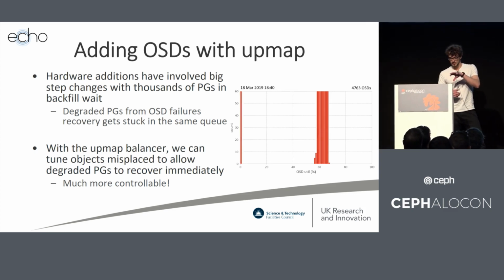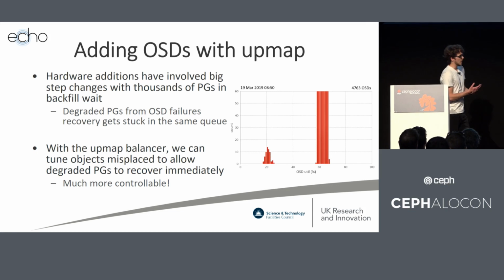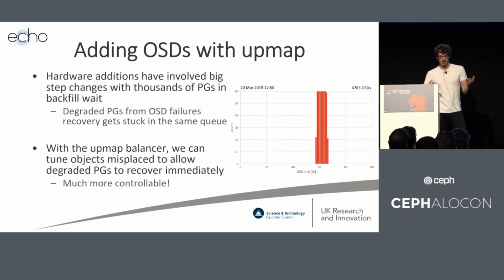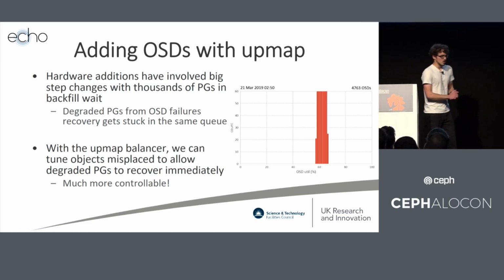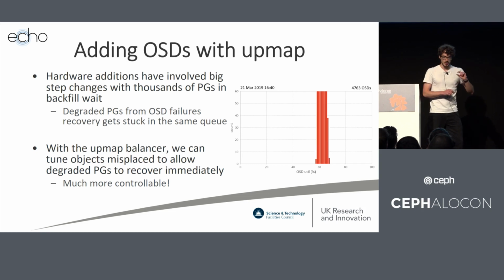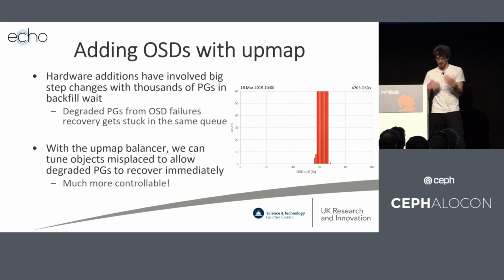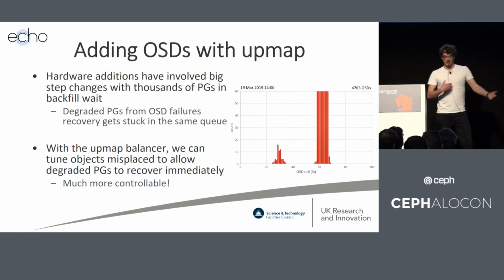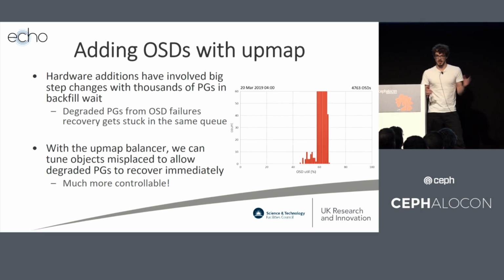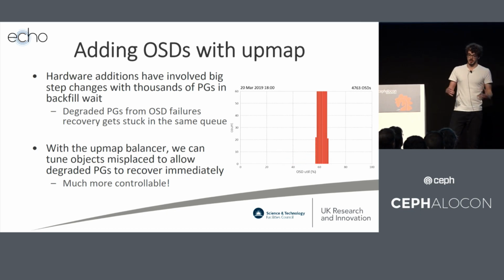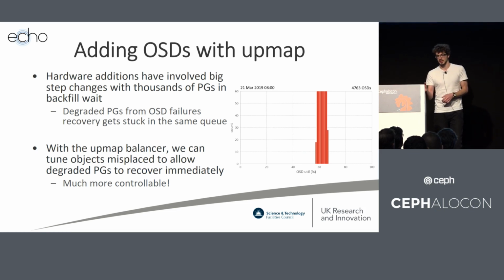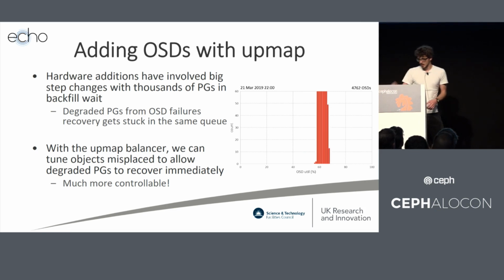Rather than making a big bulk reweight where you end up with 10% objects misplaced, and that's like a week of backfilling, the upmap balancer can make sure there's always only a fraction of objects misplaced, which means you're not having placement groups waiting for backfill. This means that if you then hit OSD failures or anything else, which you expect with a cluster this size, there's no large backfill queue that the degraded placement groups get stuck in. Everything can start straight away, and you can return to a non-degraded cluster a lot quicker.